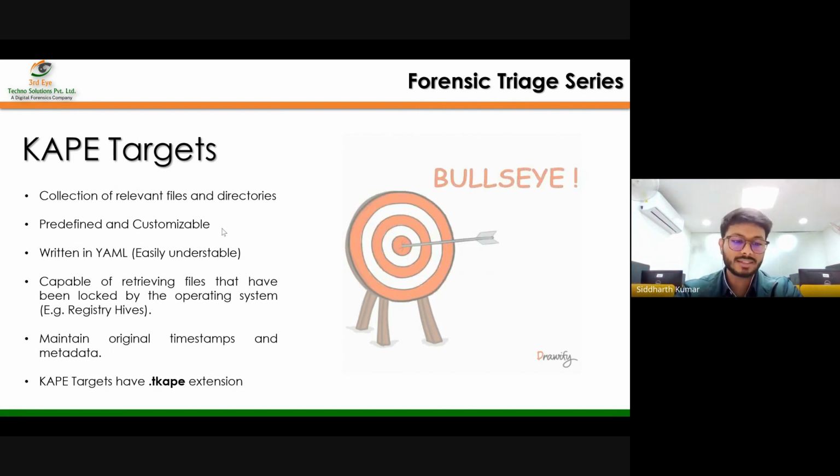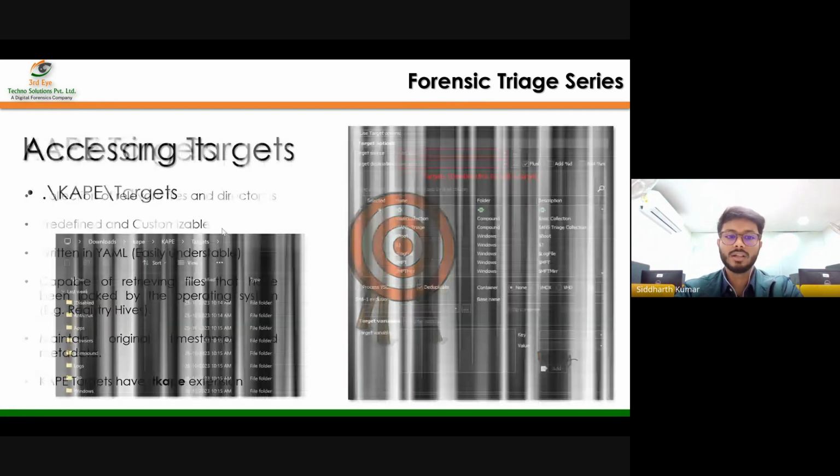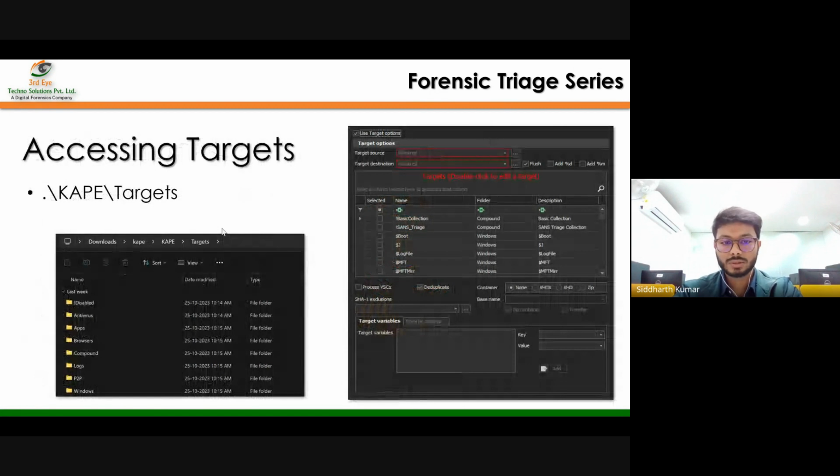A small hack is to just look at the extension. If the extension says .tcape, then it is basically a KAPE target. And if it states .mcape, which I will be coming on to in a bit, that would mean that I am looking at the KAPE module file, right? So how do I access those targets?